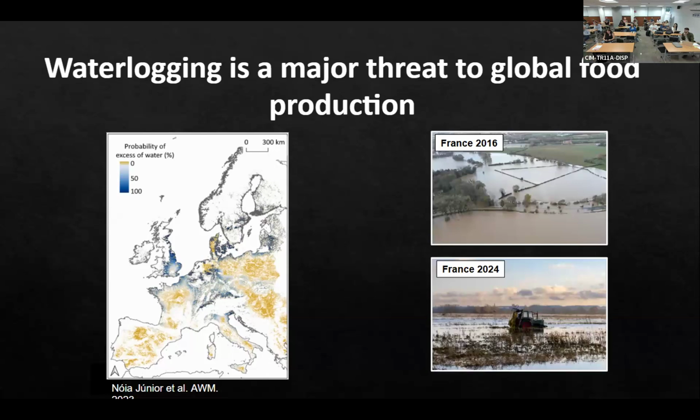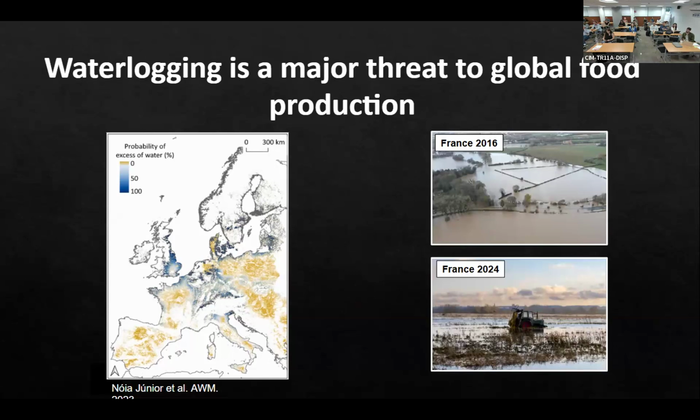In fact, focusing on France, and I think it's very important to focus on France, because France is the biggest wheat producer in the European Union. And actually, the biggest yield declines in the history of France happened in the last 10 years, in 2016 and again in 2024. And in both cases it was caused by excess of water.